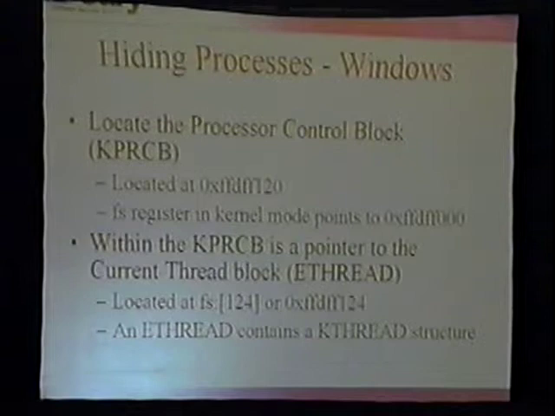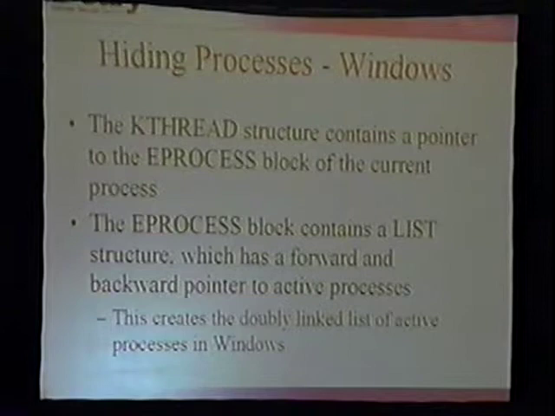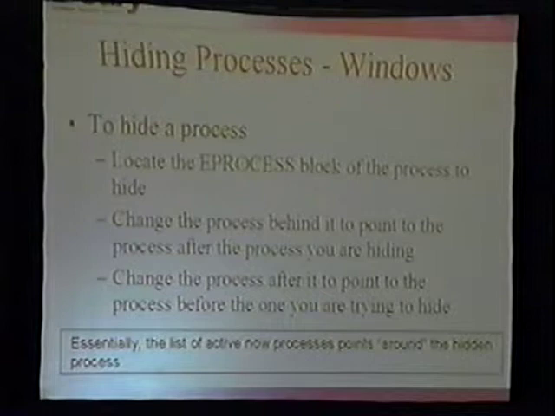So again, once we've found the ETHREAD, we can go to the KTHREAD and then to the EPROCESS structure. EPROCESS contains the list, and it's circular and doubly linked. To hide a process, it's pretty simple. We change the process in front of us to point to the process behind us, and we change the process behind us to point to the process in front of us.